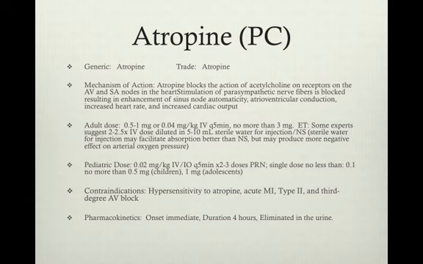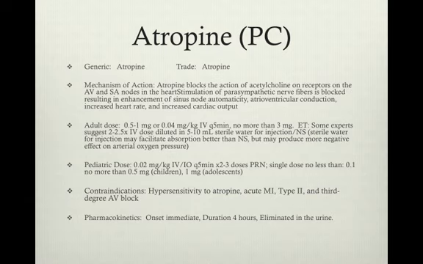Pediatric dosing on this is 0.02 milligrams per kilogram IVIO every 5 minutes, 2 to 3 doses. Single dose no less than 0.1, no more than 0.5 milligrams in children, and 1 milligram in adolescents.